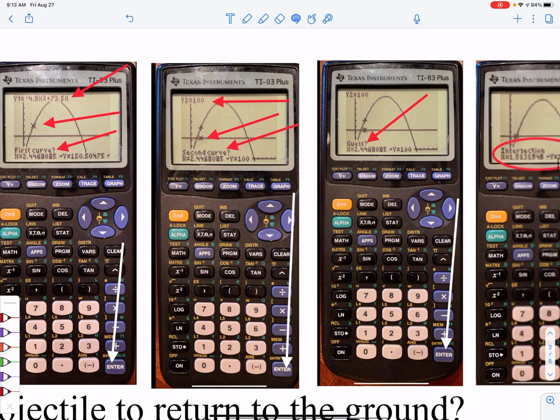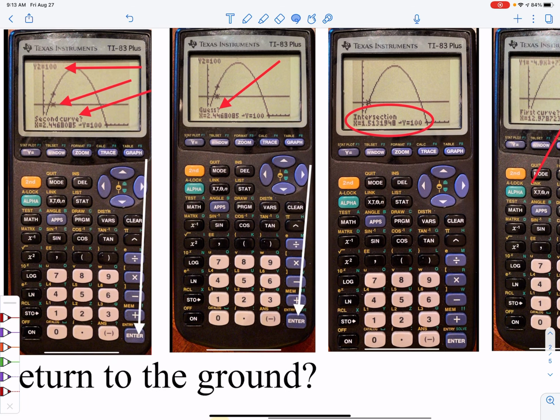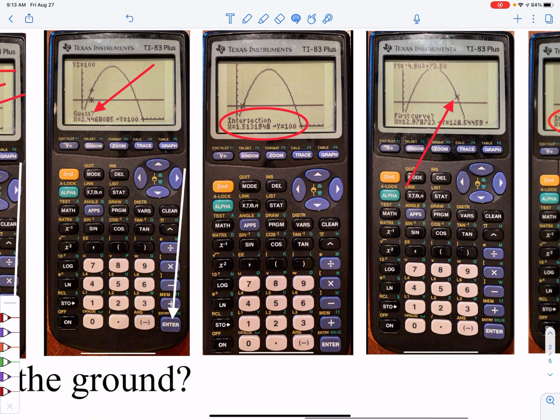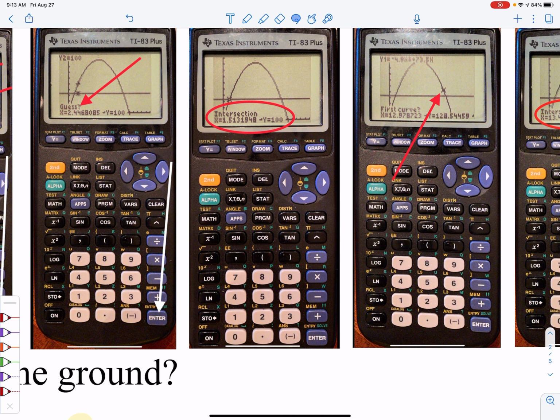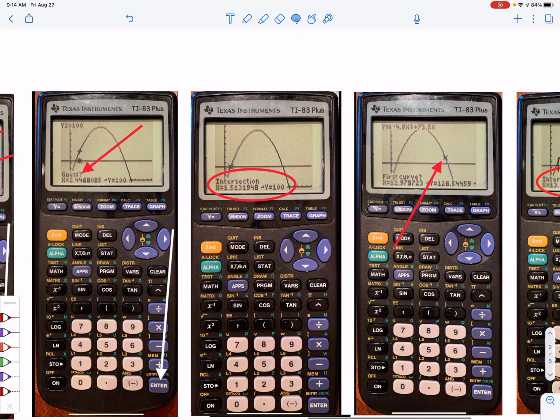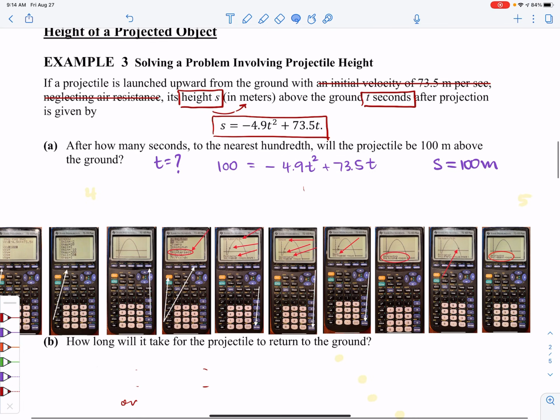All right, so then what we're going to do is push enter again when it asks me for the second curve. And then the last question my calculator asks me is, do you want to guess? And you really don't want to guess, so just go ahead and push enter. When you do that, your calculator is going to spit out the intersection. And so we're going to write this down for the question. So notice that the intersection is going to occur at the x value of 1.5131948. So what we're going to do is round to the nearest hundredth like the directions told me to, and we're going to go ahead and write down that particular solution.